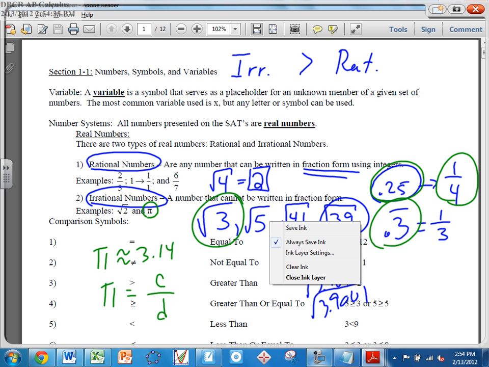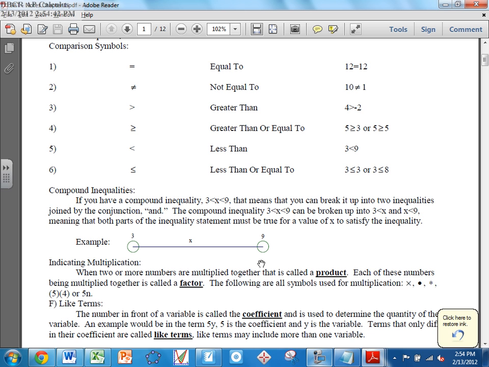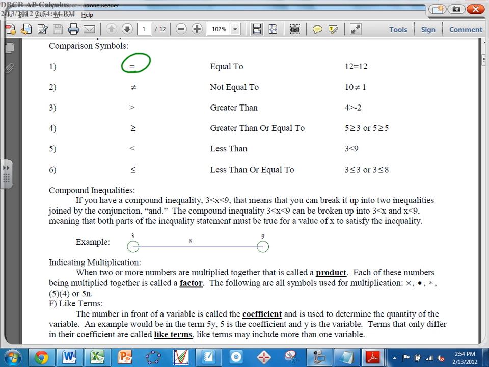All right. Now, the next thing we have to look at are symbols, so comparison symbols. If we don't understand these comparisons, it might be a little bit of trouble for the SAT. So again, equal to, not equal to, greater than or equal to, less than, and less than or equal to. Okay, again, 5 is greater than or equal to 3, but 5 is also greater than or equal to 5, because 5 and 5 are the same number. So in that case, it can be greater than or equal to, or just greater than. But it's important to remember these, and we're going to talk about how they show up.